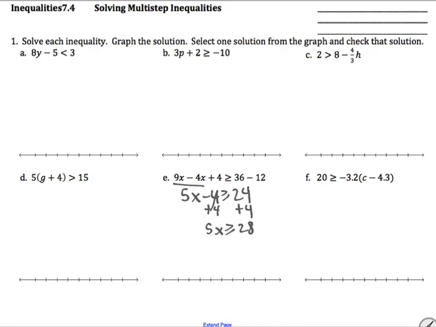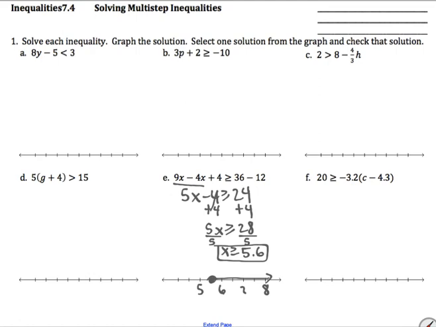And then we need to get the x by itself. We're going to divide by 5. Because we're dividing by a positive number, we leave the sign alone. 28 divided by 5 is 5.6. We'll go ahead and do it in decimal form. And then down here, between 5 and 6, let's go ahead and count every other one. 5 and 6, slightly closer to 6, so about right there. It's going to be filled in because it's greater than or equal, and greater than will go towards the larger numbers. One more thing we've got to do here is check a solution.